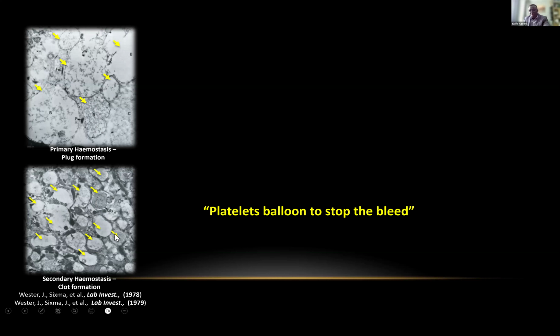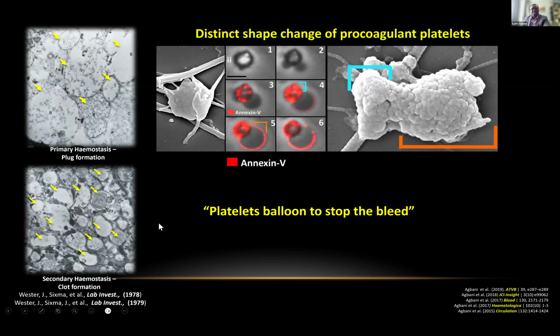So there are some morphological changes going on there, but this is how far we can see as far back as 1978. But since then, there have been advances in microscopy, and we now know a lot more about the ultrastructural changes that platelets undergo during thrombosis and hemostasis.